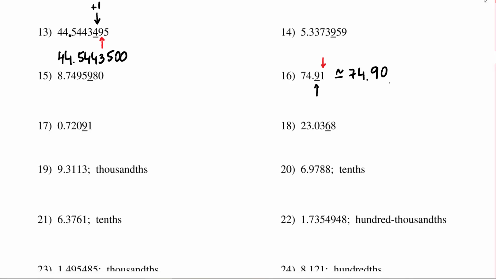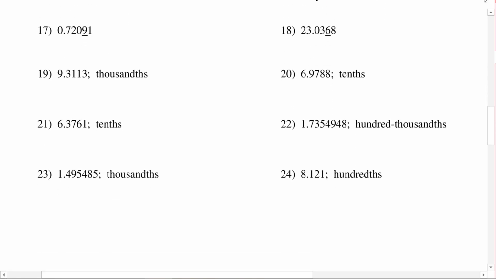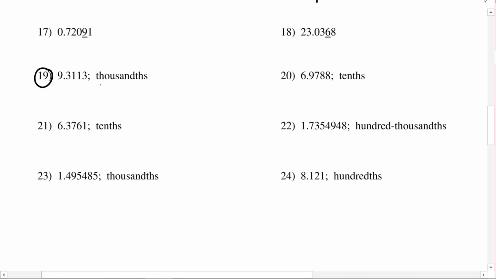Let's take a look at another one. For example, in problem 19, it says to the nearest thousandth. So this one is the tenth, this one is the hundredth, this one is the thousandth. They didn't underline it for us, so we will do that. We look at the next digit. Because it's less than 5, the digit we are looking at is going to stay the same, so it stays 1. So 9.311, and instead of that 3 we put 0.